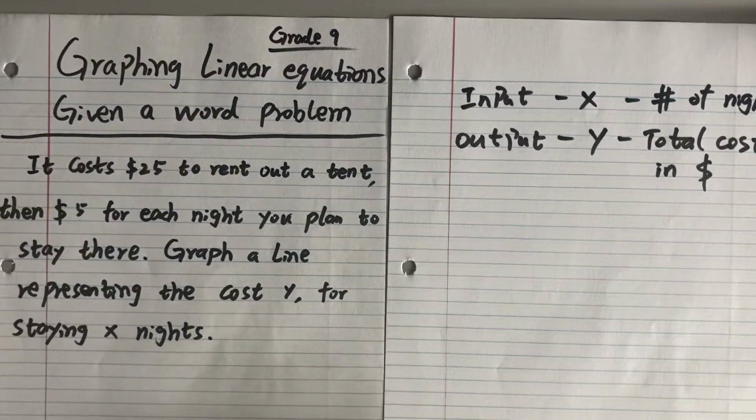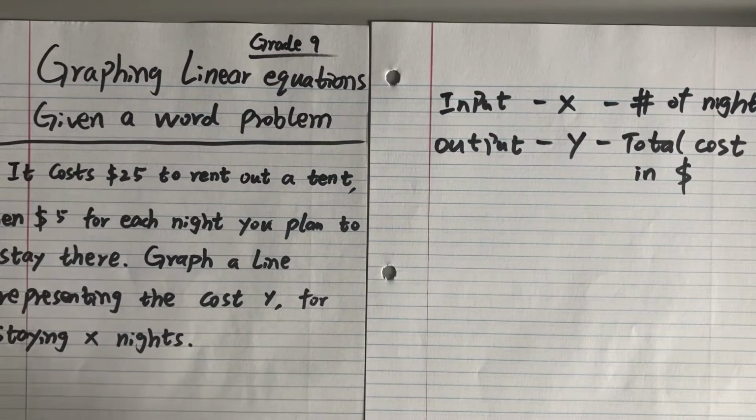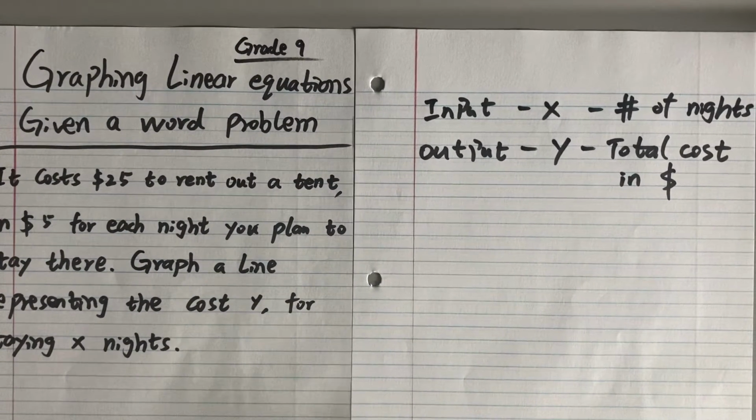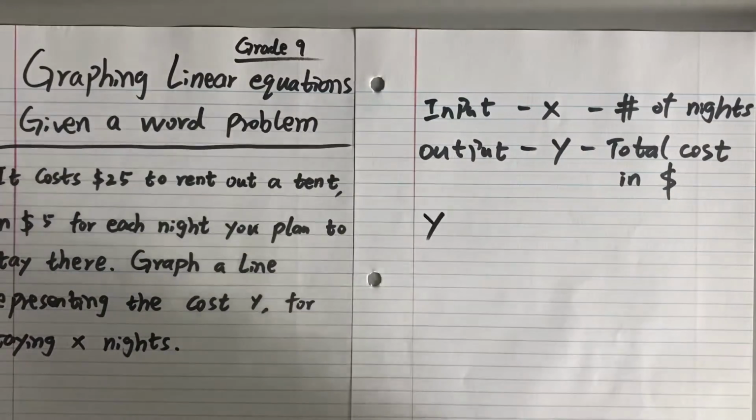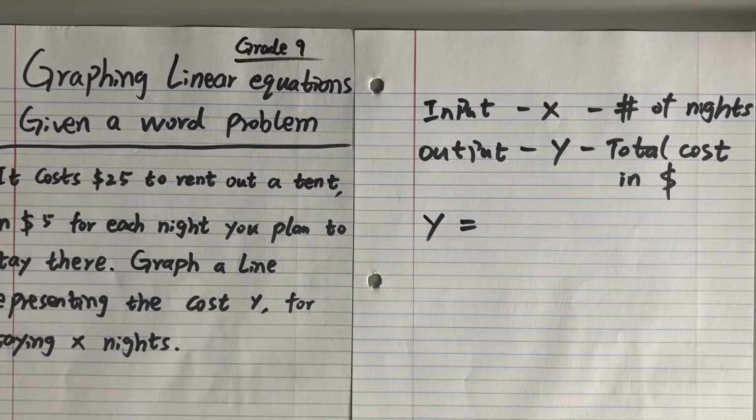Okay, so we have the input and output for our function, X and Y. And our next step is to figure out what is the relationship between X and Y, right? What's the relationship between the number of nights that you stay and the total cost in dollars? Well, intuitively, the more nights you stay, the more expensive your check is going to be. So we can imagine that on the right side, it's going to be positive, right?